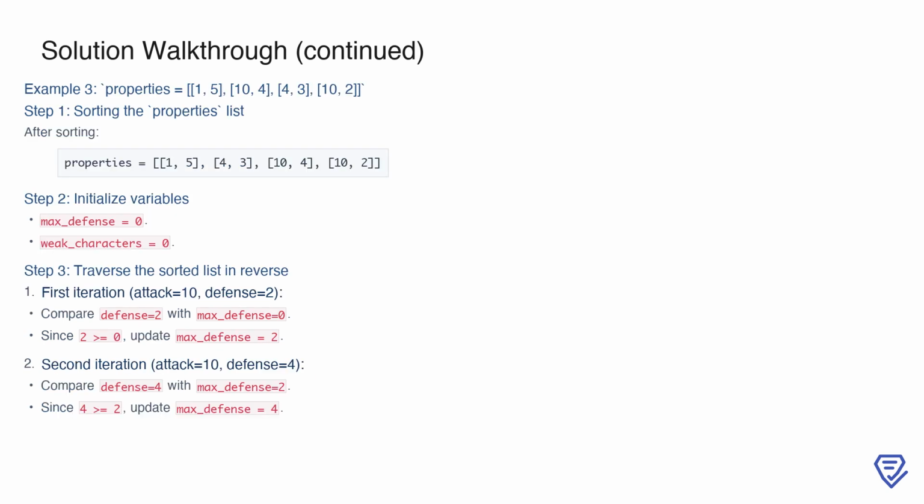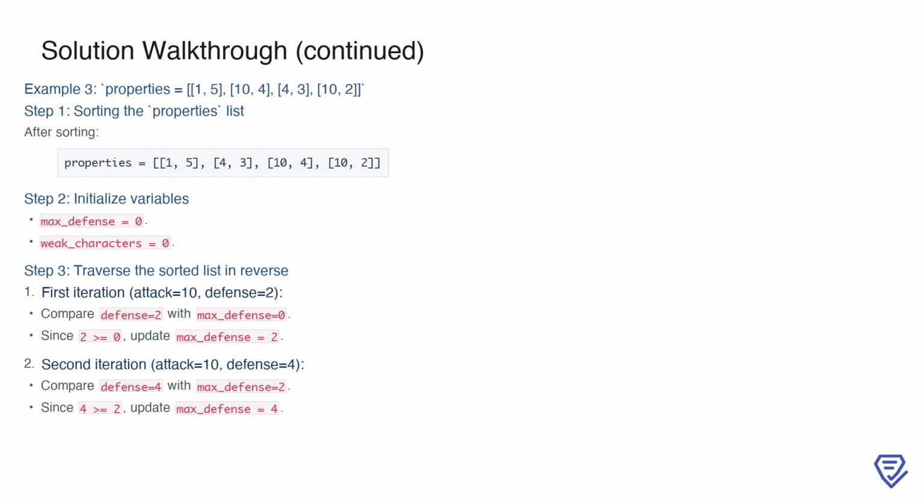Now, let's consider another example with the input 1, 5, 10, 4, 4, 3, 10, 2. After sorting, the list becomes 1, 5, 4, 3, 10, 4, 10, 2. Again, we initialize max_defense to 0 and weak_characters to 0. Starting our reverse traversal, the first character we evaluate has attack equals 10 and defense equals 2.